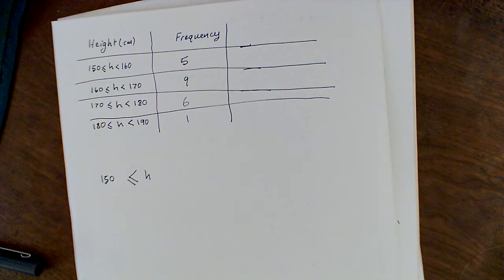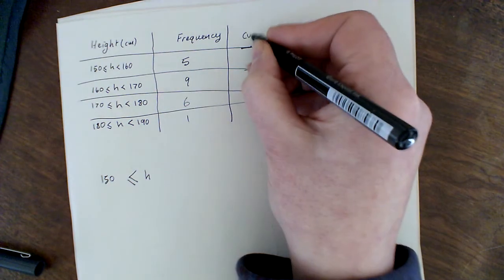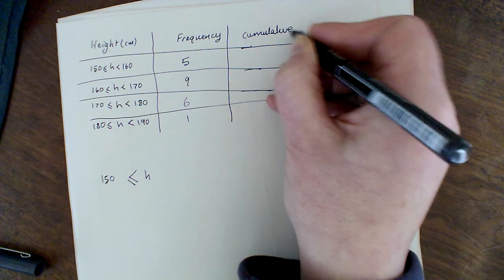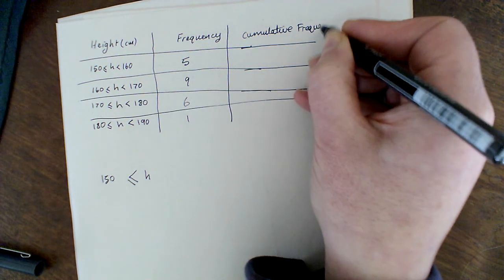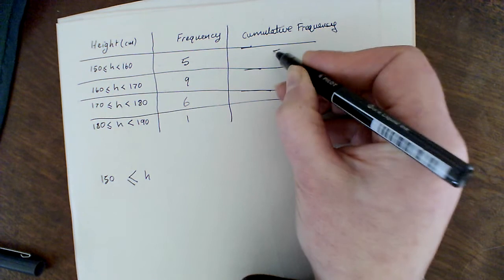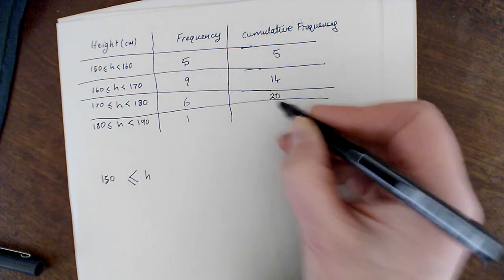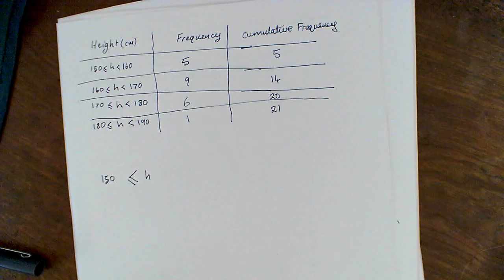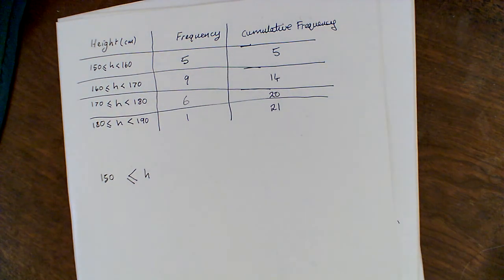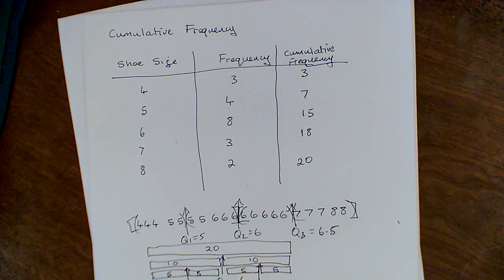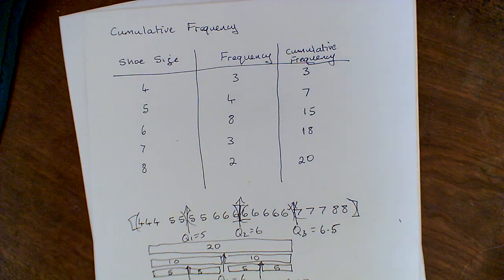There is that person. And again, you can do a cumulative frequency column. And again, it's really easy. 5. 5 and 9 is 14. 14 and 6 is 20. 20 and 1 is 21. And next time we will talk about how you estimate median and quartiles from a grouped frequency table. So that's it. Cumulative frequency column. Really easy, and you can use it usefully to help you find median and quartiles if you prefer.